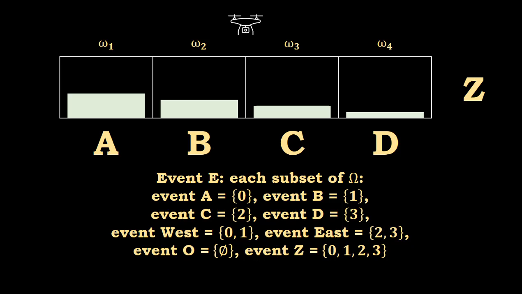Sometimes we don't even consider the empty set, but we can consider it and give it a probability of 0. So it cannot happen. We assume that there will be a landing in city Z, so it cannot be outside city Z. And the event Z is the whole set, so 0, 1, 2, 3. So basically the drone lands either in 0, 1, 2, or 3, which is omega 1, omega 2, omega 3, or omega 4. So the probability of event Z is 1, because it will definitely land in at least one of these regions.